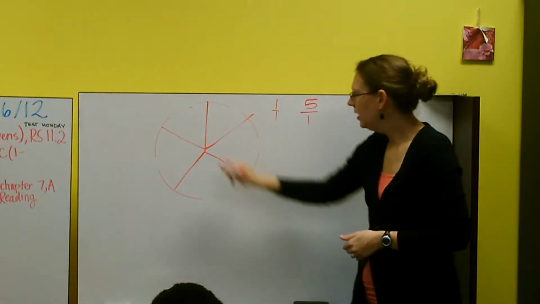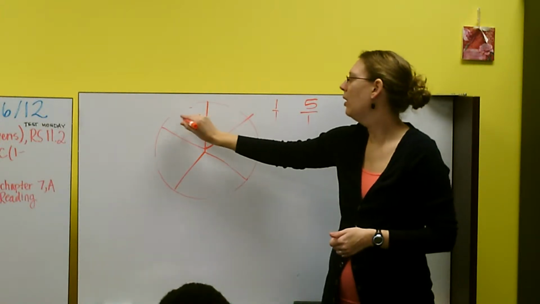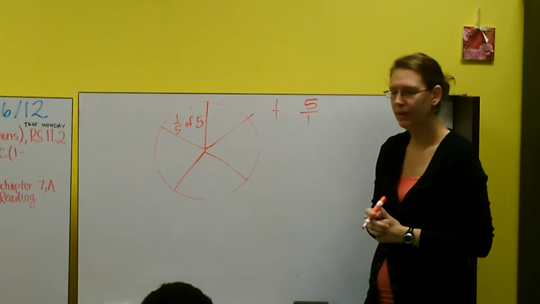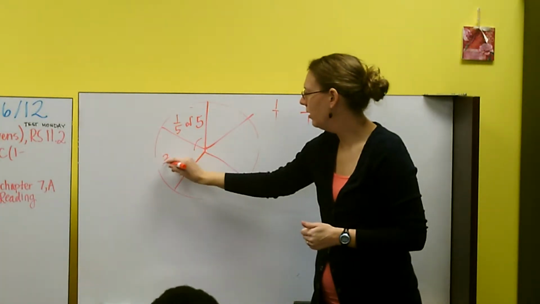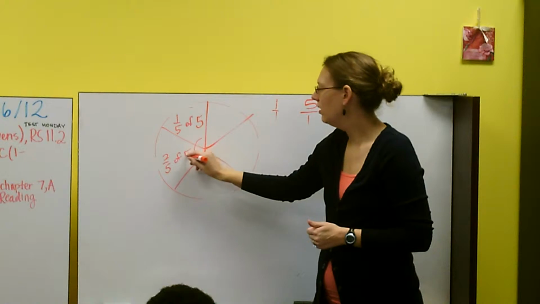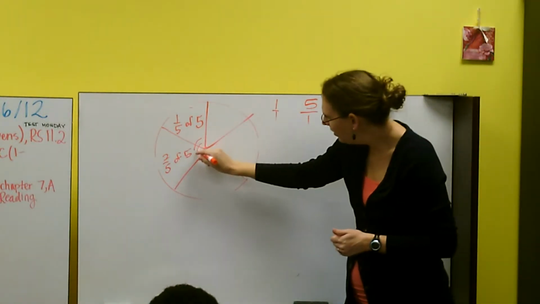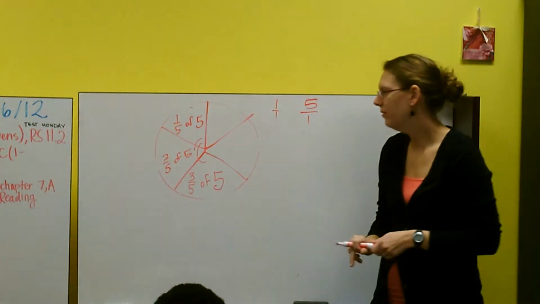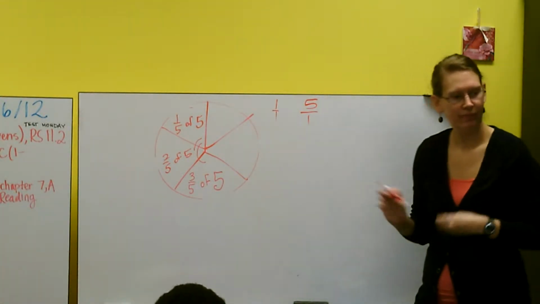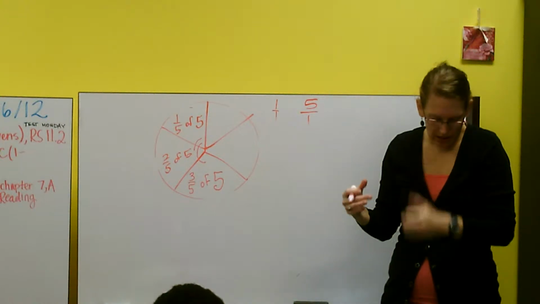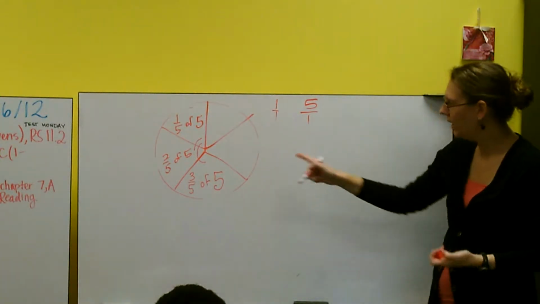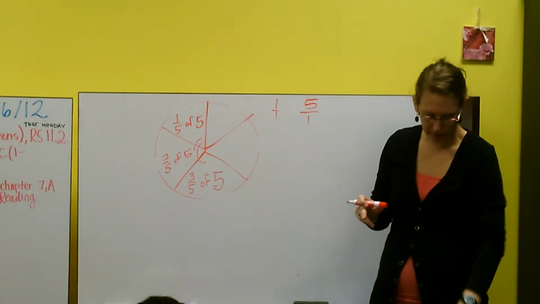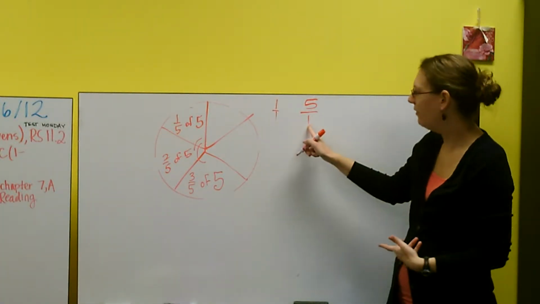But that means now that this slice is worth 1/5 of 5. These two together are worth 2/5 of 5. These three together are worth 3/5 of 5. Does that make sense? So if we give the pizza a value, if you look at that picture, the whole thing, instead of being just one, we say it's worth 5, okay?